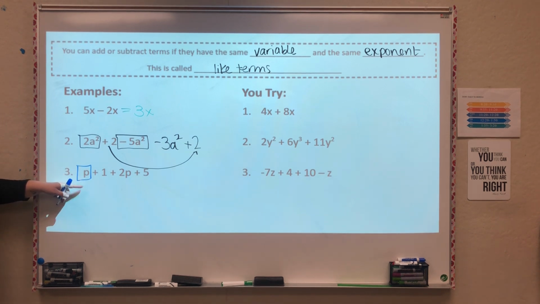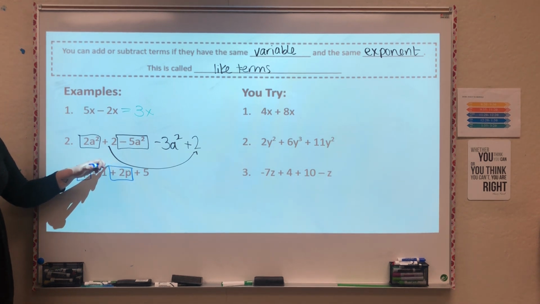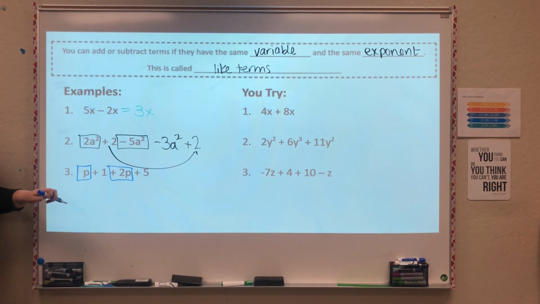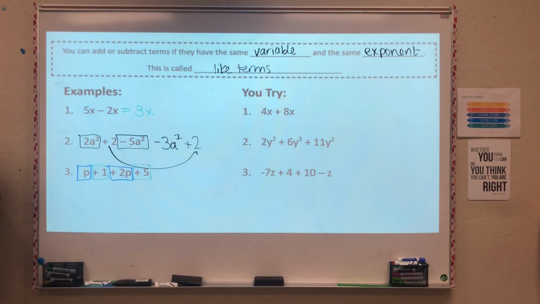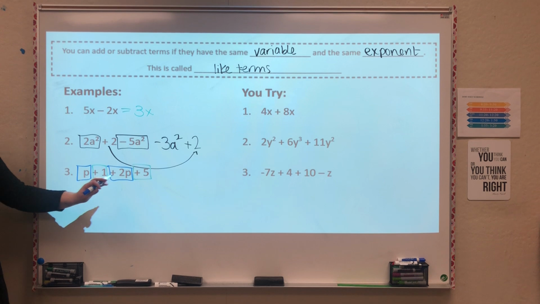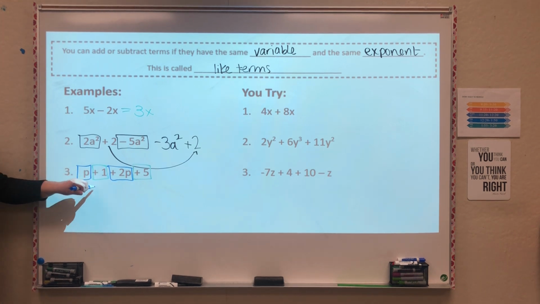So you said we could add 1p plus 2p. And we can also add the numbers, the 1 plus the 5. Other table, help me out with that math. The 1p plus 2p, 3p squared. 3p squared.